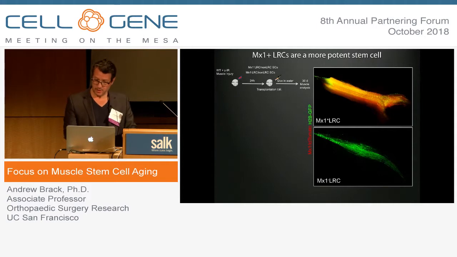And so there are some nice pictures to show you that the whole mount, the injection works. Here's a whole mount with the label-retaining cells expressing MX1. So these are all yellow, red and green. And these are all green, which are the label-retaining cells devoid of MX1.